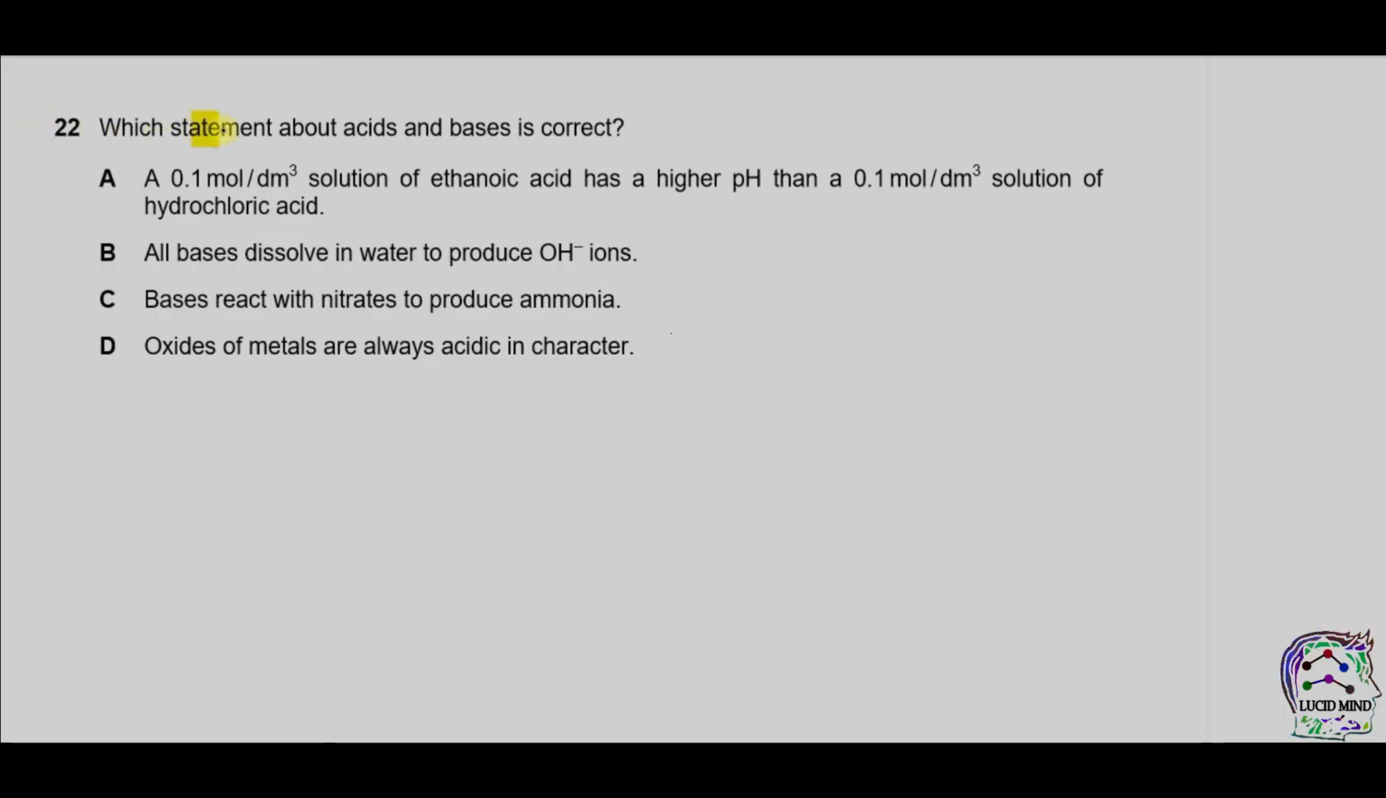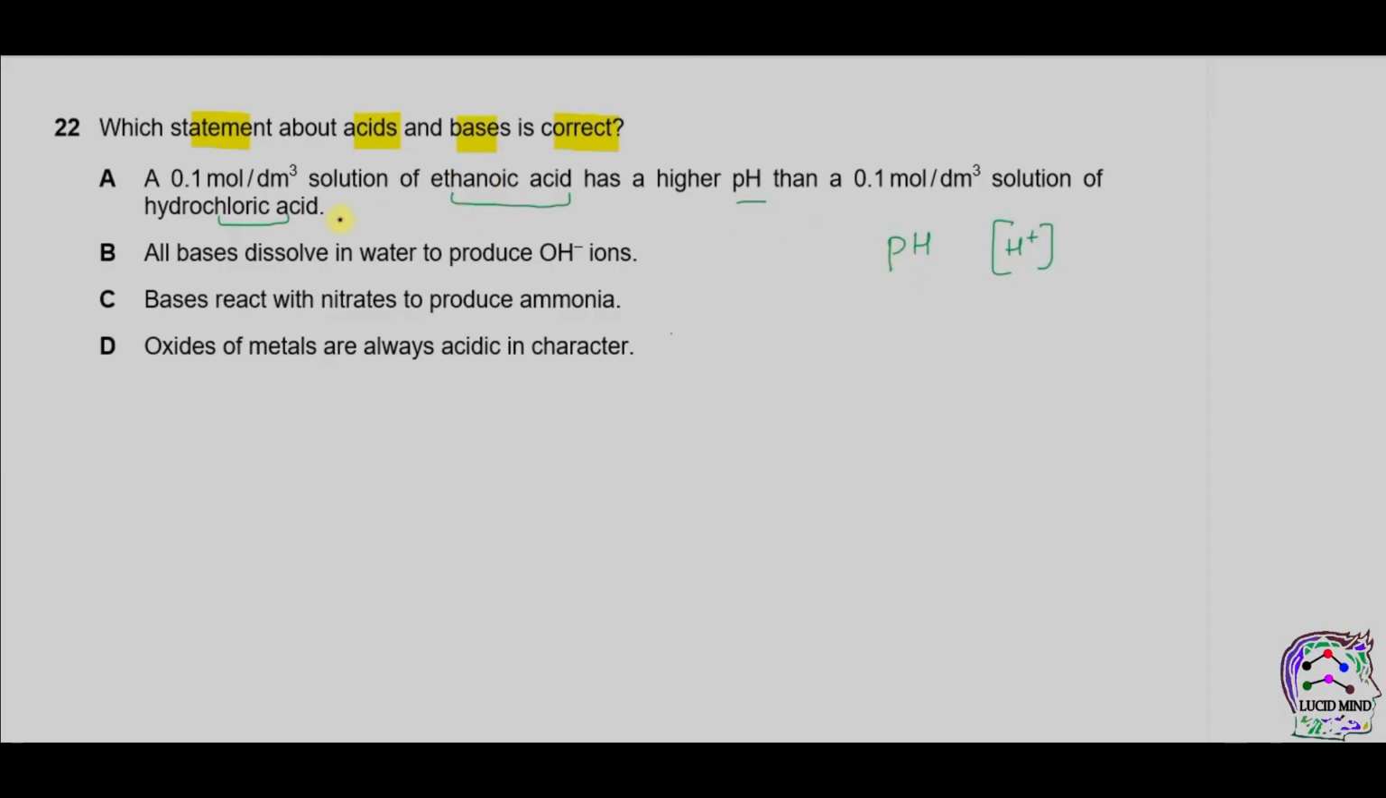Question 22. Which statement about acids and bases is correct? Part A. A 0.1 mole per decimeter cube solution of ethanoic acid has a higher pH than 0.1 mole per decimeter cube solution of hydrochloric acid. Now pH depends on the concentration of H positive ions. So greater the value of H positive ions, lower will be the pH value.